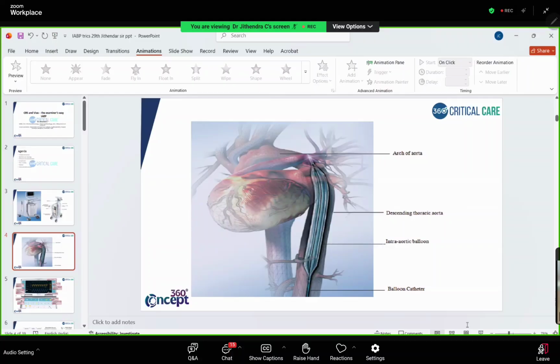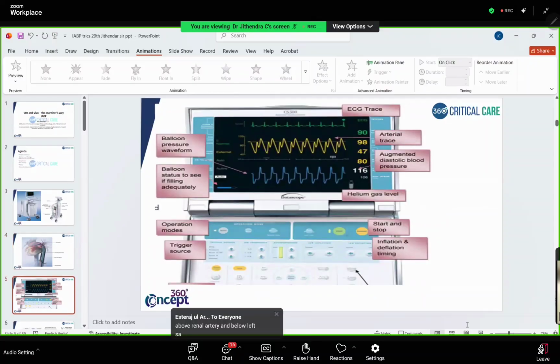So this is how it looks in real time. So this is the arch of aorta, descending aorta where your balloon is. Dr. Jitendra, if you can make it in the zoom, like your slide is... Oh, sorry, sir. Okay, now it is better.